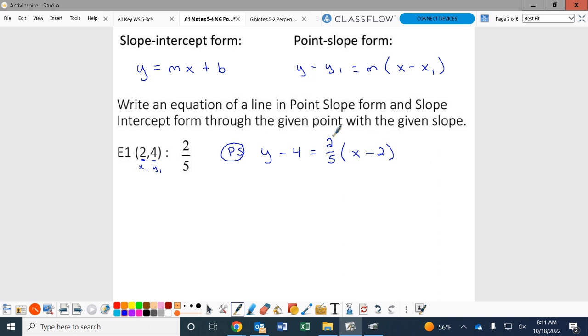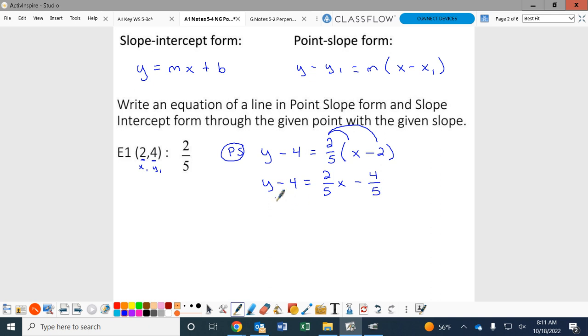Then you've got to distribute this across your parentheses. It's going to make it y minus 4 equals 2/5 x minus, if you multiply 2 fraction 5 times negative 2 on your calculator, it's going to give you negative 4/5. That's written minus 4/5.